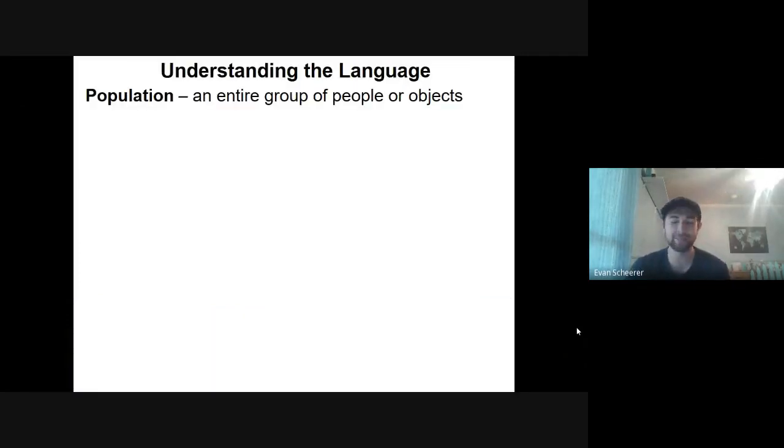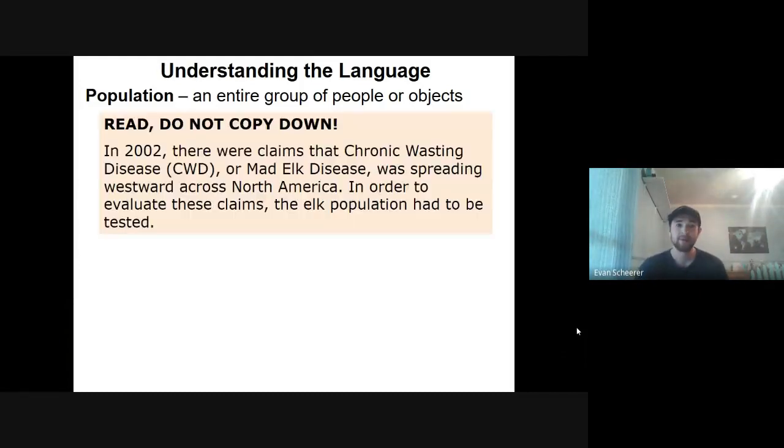So first, what is a population? Well, a population is an entire group of people or objects. Like the human population is all the people, everyone. But then you could break that down into boys, girls, ethnicities, the race, right? You could break those down into many different aspects, but population is the biggest thing. So don't write this down, but we're going to talk about it.